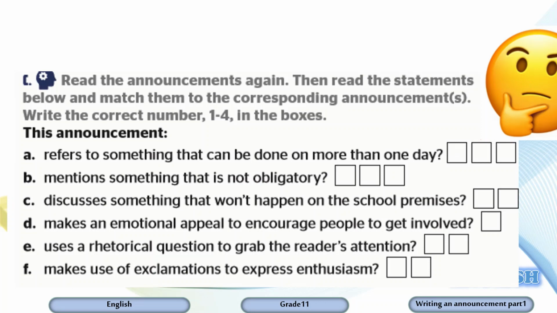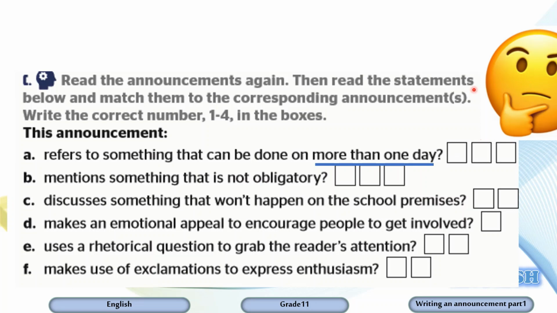All right, now let's move on to the activity C. Read the announcements again, then read the statements below and match them to the corresponding announcement. Write the correct number 1 to 4 in the boxes. So which announcement refers to something that can be done on more than one day? Underline the phrases that could help you find the answer. So something that can be done more than one day.